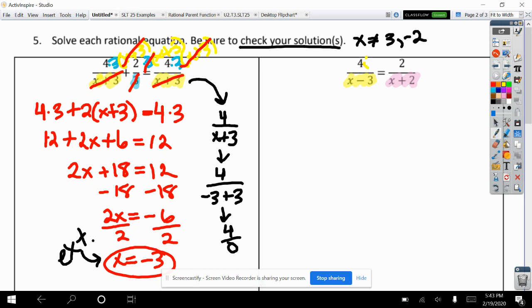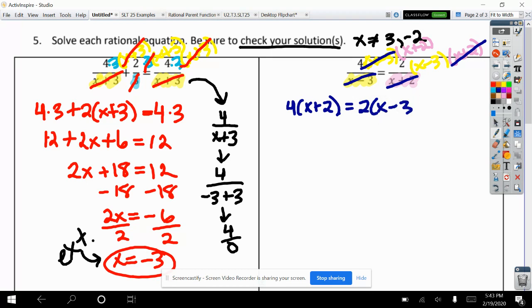So I'll start by multiplying by x minus 3. This is going to be messy, I apologize. And then I also need to multiply by x plus 2. Now I need to go in and see what cancels. In the first one, the x minus 3 cancels, as it should. And in the second one, the x plus 2 cancels. So that means on the left side, I'm left with 4 and x plus 2. And on the right side, I'm left with 2 and x minus 3.